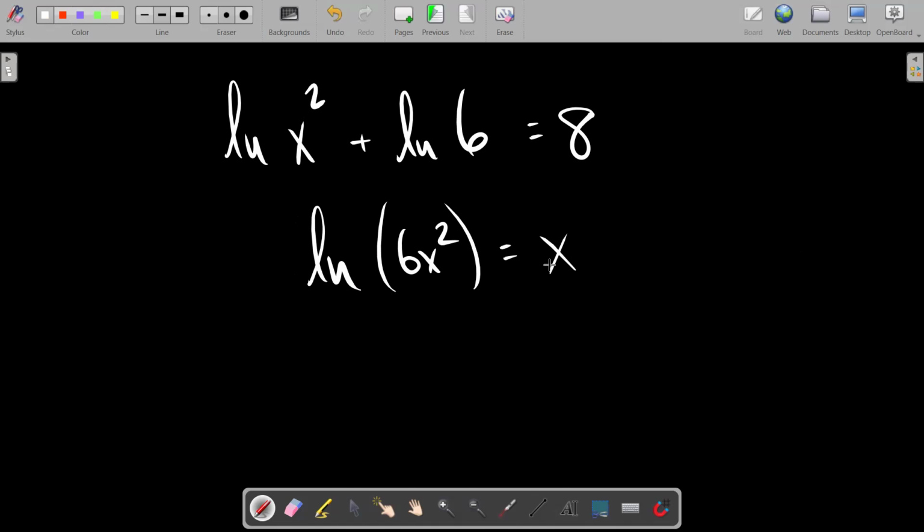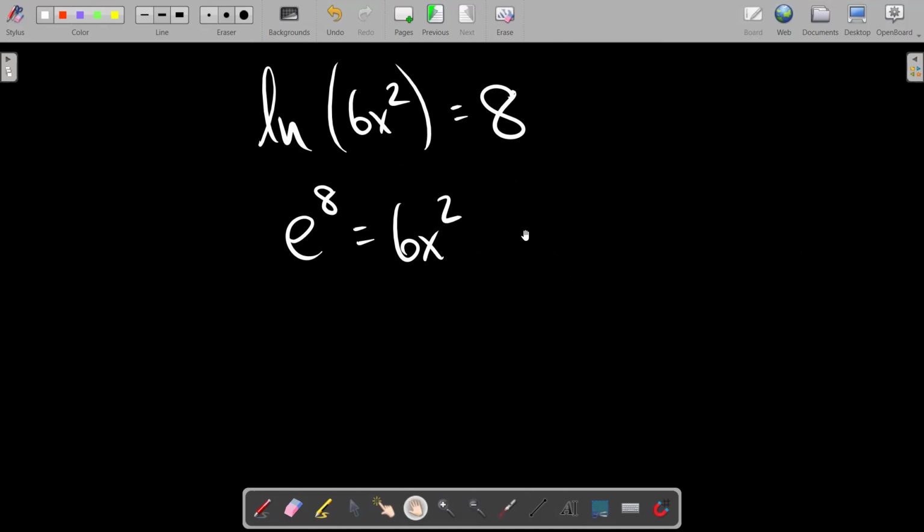Next up. E to the 8 equals 6x squared. Why did I put x there? That was supposed to be an 8. So it's e to the 8th power equals 6x squared. Much better. It's just algebra. What do we do now? Divide by 6. And we are left with x squared equaling e to the 8th over 6.